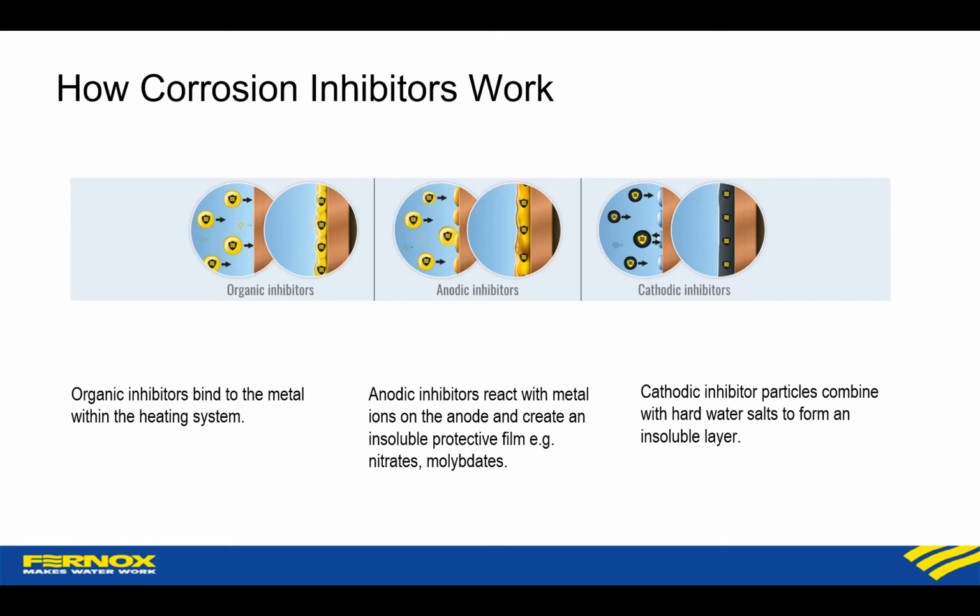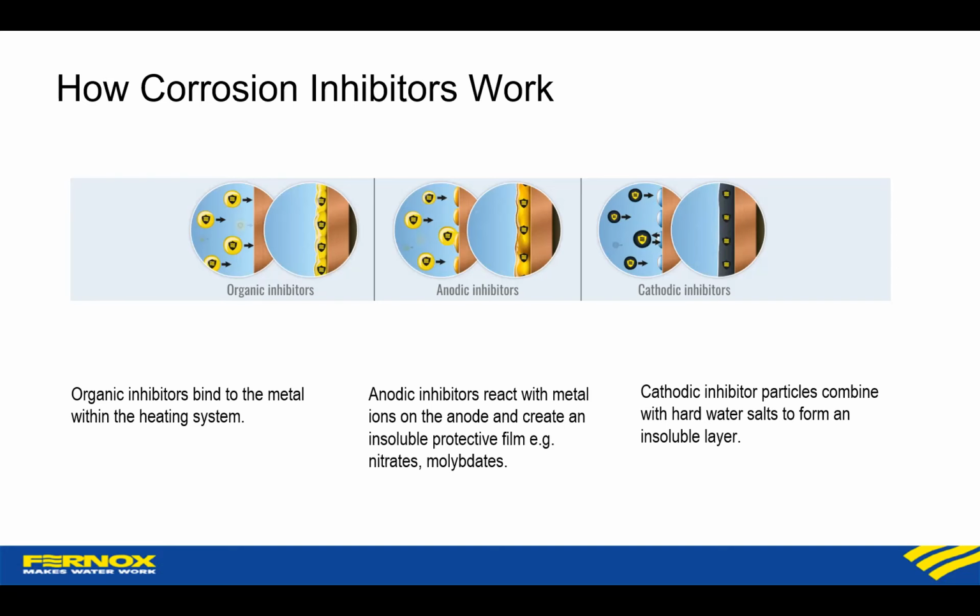Then you've got anodic inhibitors, something like nitrates or molybdates, where the chemical actually reacts with the very outer surface of the metal. So it's only about one atom deep. It's not corroding away the metal. It's just forming a layer with the metal rather than being entirely separate.